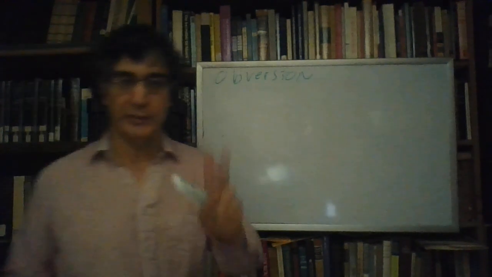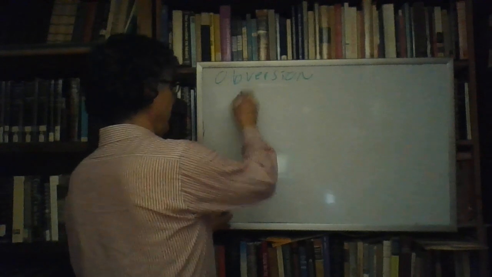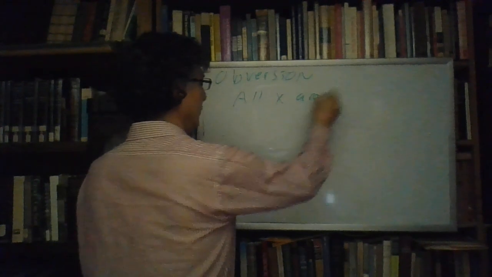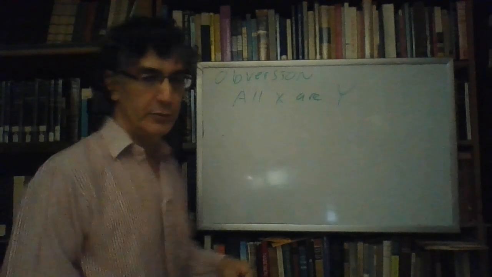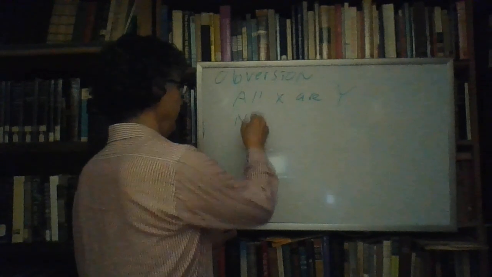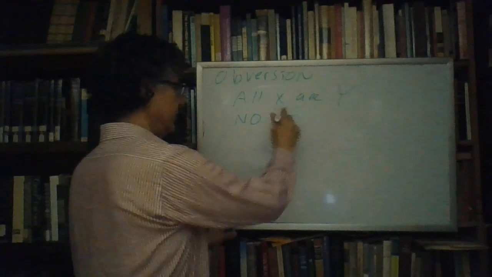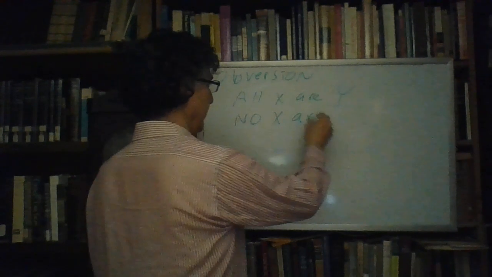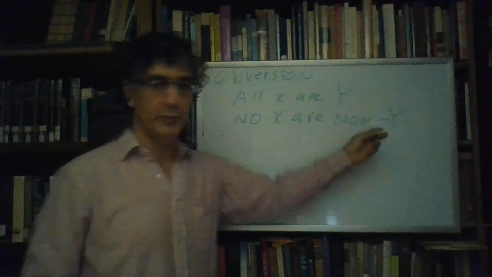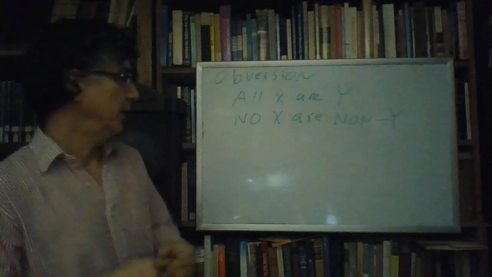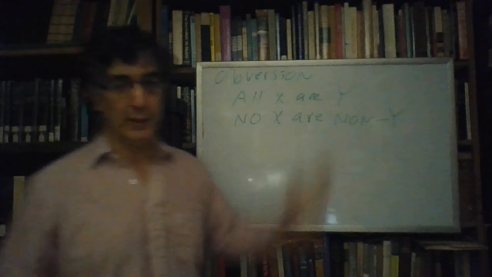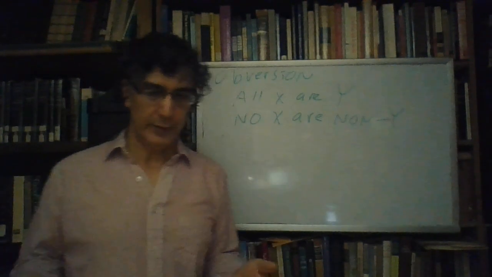Okay, you get the obverse. Now, how do you get the obverse? You get it from a two-step process. Let's just take "all x are y" as an example proposition. The two steps are this. First of all, you change the quality. Since it began as an affirmative, it becomes a negative, right? And you don't switch subject and predicate, but what you do is put a non in front of the predicate, and you make sure you put the dash, okay? Non-y. "No x are non-y." So from "all x are y," you get "no x are non-y."